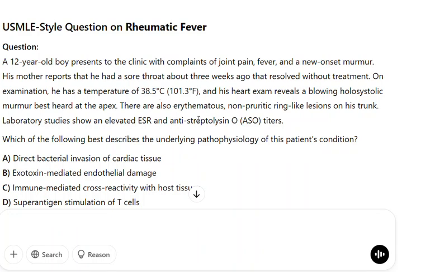USMLE-style question on rheumatic fever. Question: A 12-year-old boy presents to the clinic with complaints of joint pain, fever, and a new-onset murmur. His mother reports that he had a sore throat about 3 weeks ago that resolved without treatment.